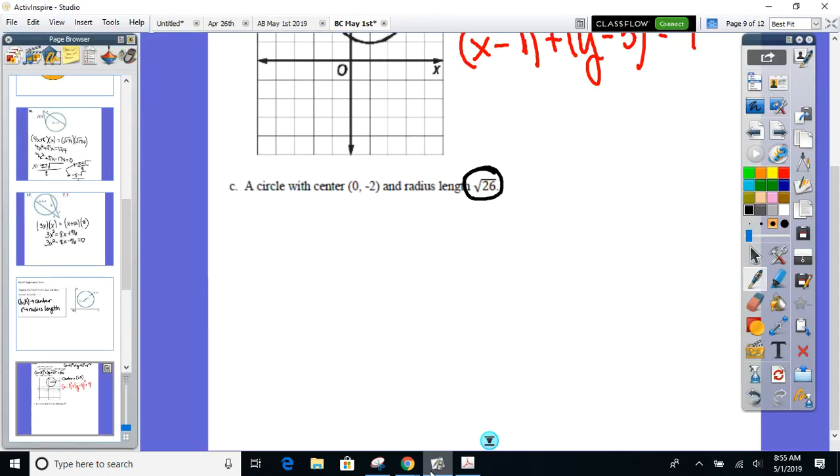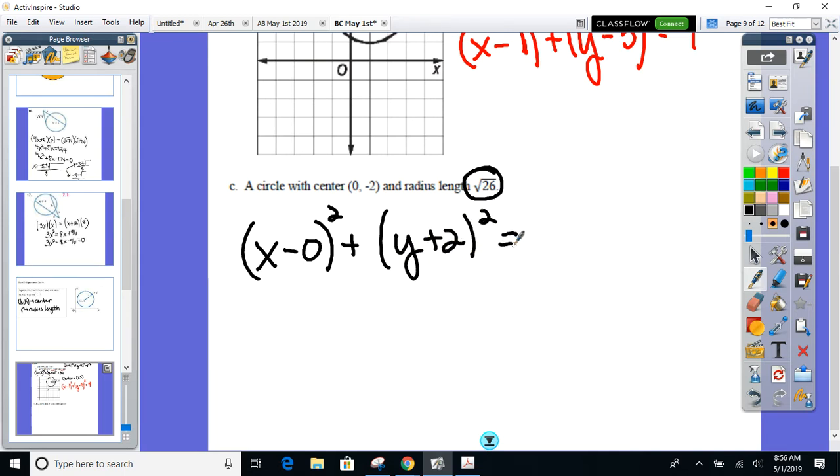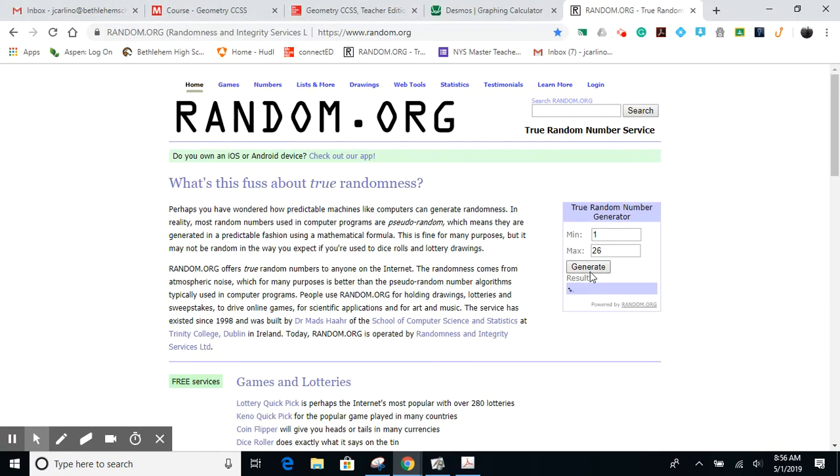Okay, ready? Left side only, Kate. Ready? X. What's the x coordinate of the center? So x minus 0 squared. I'll get back to that in a second, though. Plus, what's going to be in the y one? Y plus 2 squared. Got it? Here we go. The radius length is the square root of 26, but I have to put it in squared here. So what is going to go into the right side?